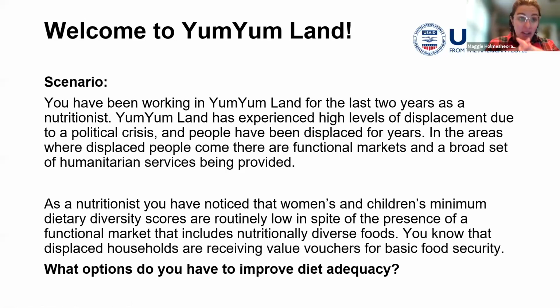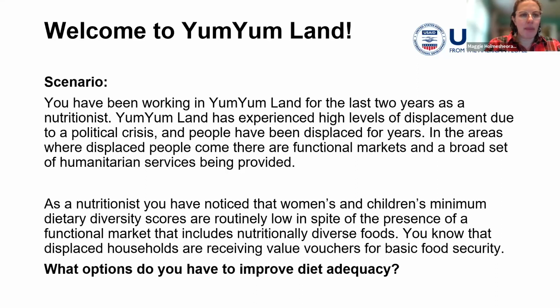So in spite of all of this going on, you are noticing that the minimum diet diversity scores are continuing to be poor for populations that you're really interested in. So small children, pregnant and breastfeeding women and girls, they have routinely poor diet adequacy numbers for MDD. And you know that there are nutritionally diverse foods in the market. So you're wondering, what is going on and what could we do differently?